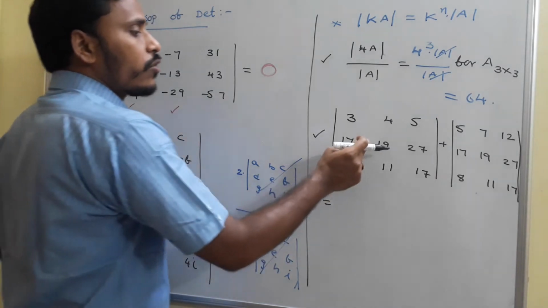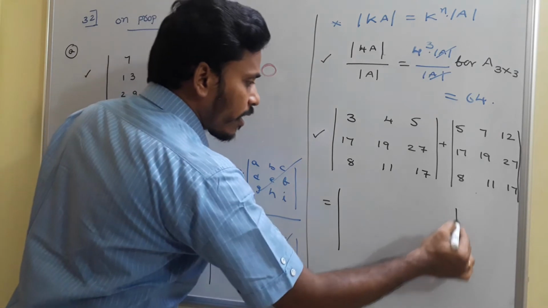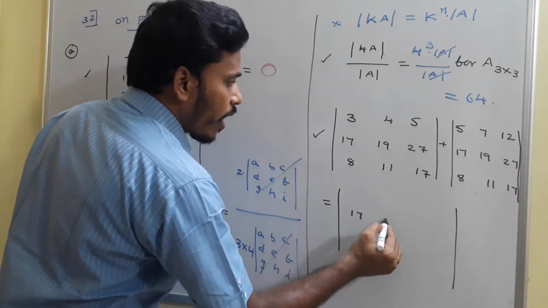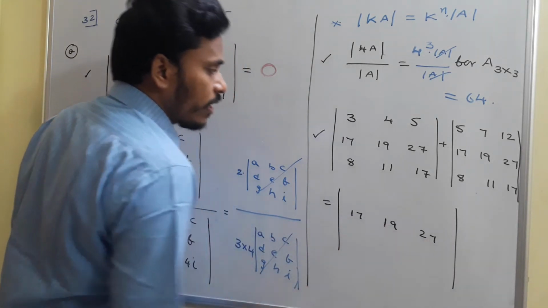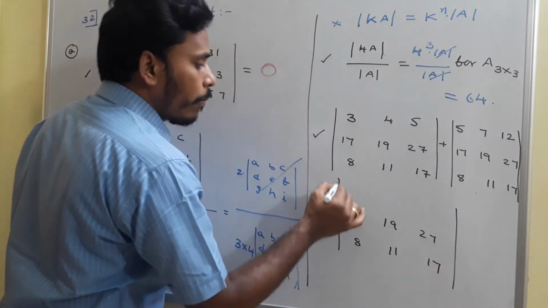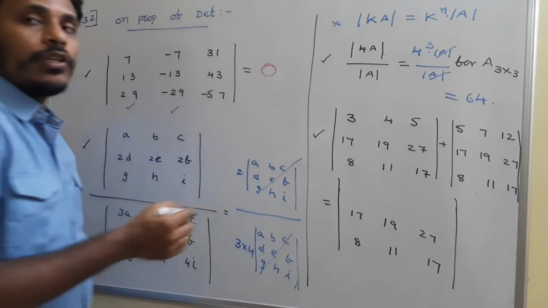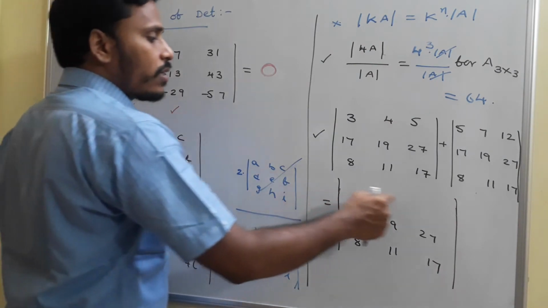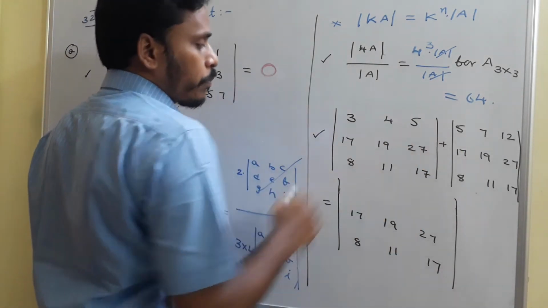Okay. So here, since these two rows are equal, the resultant determinant again contains second row as the same 17, 19, 27 and third row as the same 8, 11 and 17. But what about the first row? You need to think about the first row, which is just simply nothing but the sum of the corresponding elements.